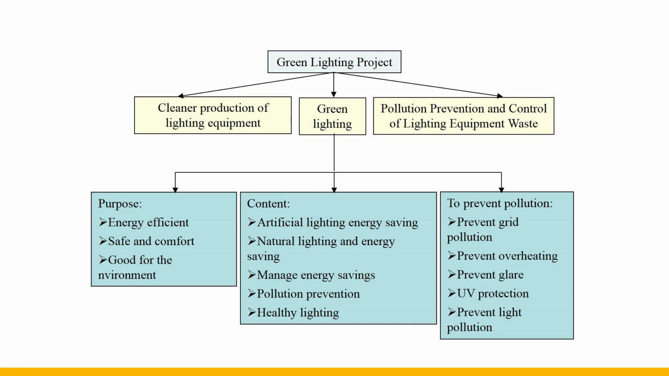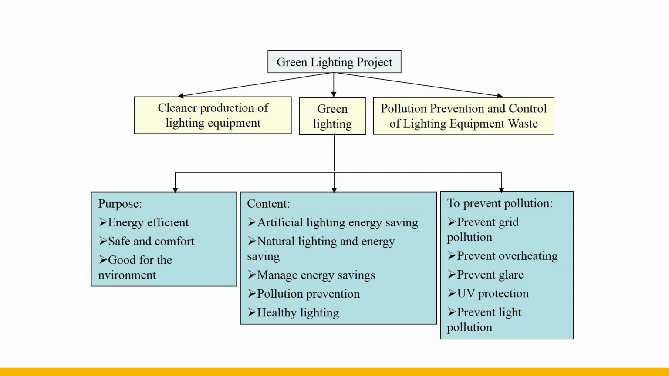Green lighting projects aim to save resources and protect the environment. They include three complex subsystems: cleaner production of lighting equipment, green lighting, and pollution prevention and control of lighting equipment waste. The purpose is to make lighting achieve high efficiency, energy saving, safety and comfort, and benefit the environment. The specific contents include artificial lighting energy saving, natural lighting energy saving, management energy saving, pollution prevention, and healthy lighting.